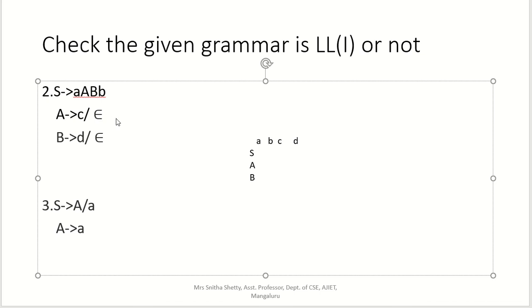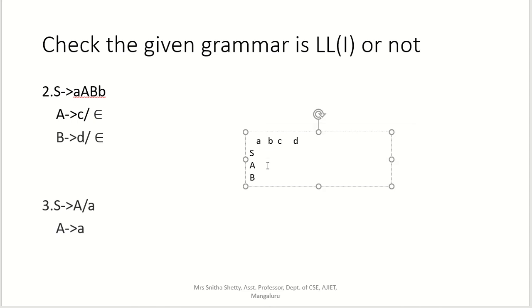Now A gives epsilon. So when A gives epsilon, we use Follow of A. What is Follow of A? A is followed by capital B, so what is First of B? d. So you place A gives epsilon here. And B gives epsilon: Follow of B, who is following B? Small letter a. Here there is no confusion, students, you can do it by yourself. So this first one is purely an LL1 grammar. I'll write the conclusion here: the first one is purely LL1 grammar.